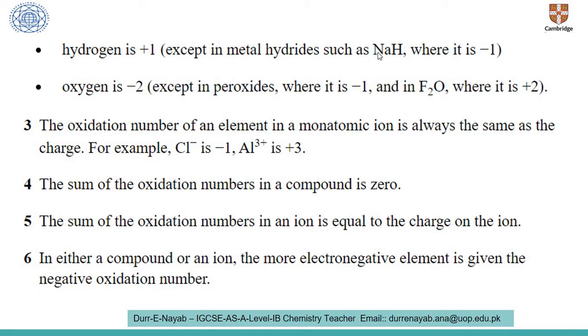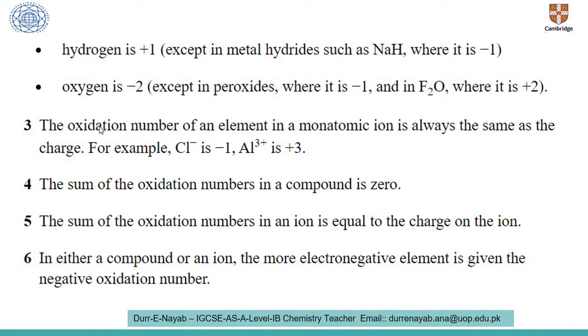but in the case of metal hydrides, as you can see, this is a metal and this is a hydride. In this case the sodium is +1, and hydrogen will be -1 to neutralize the compound. Oxygen is always -2, not always, but in peroxides the oxidation number is -1. In the case of the compound F2O, the oxidation number is +2. So it varies from -2, to +2, to -1.